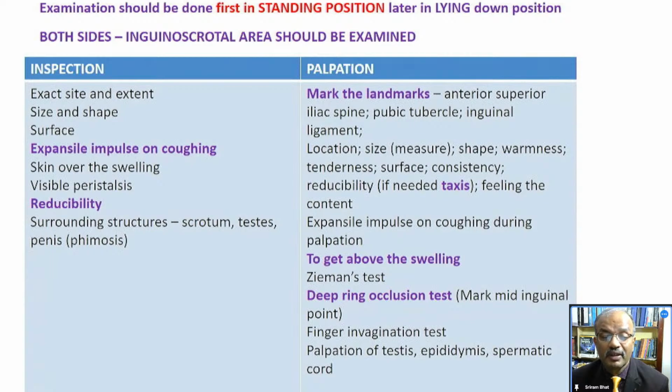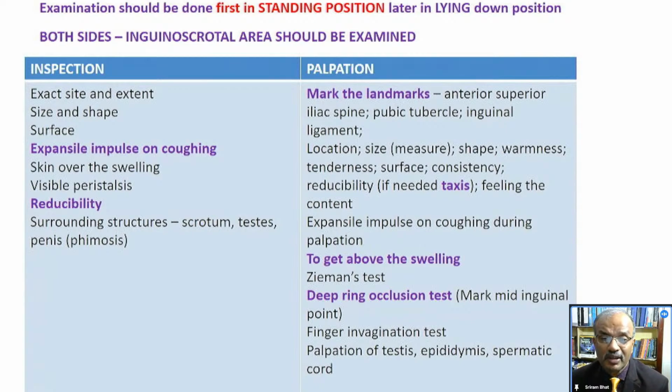So it is right or left. Suppose right side irreducible inguinal hernia. In the case sheet, you have to write Zeeman test not done because swelling is not reducible. Deep ring occlusion test not done because swelling is not reducible, because reducibility is the prerequisite to do these tests. So write in the case sheet, if it is irreducible, write not done. In the diagnosis, don't specify direct or indirect. Write only what you can: it is an irreducible inguinal hernia.